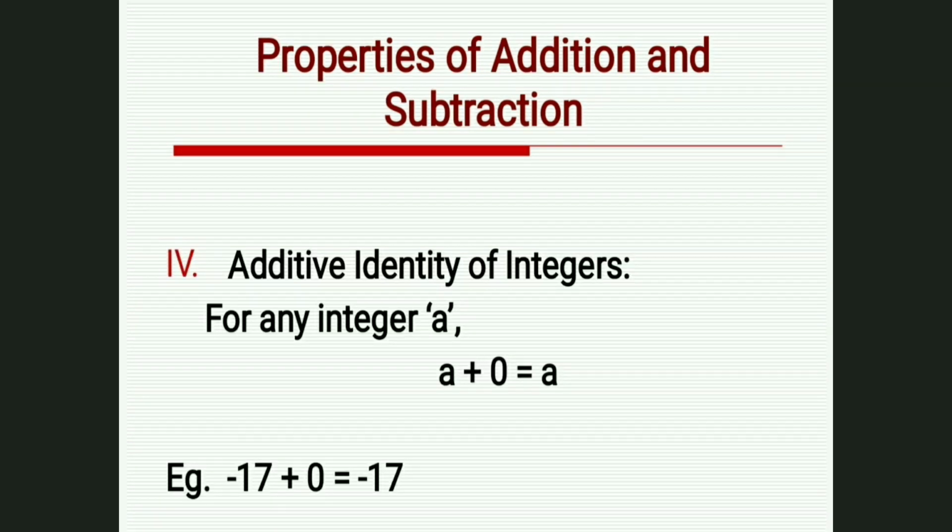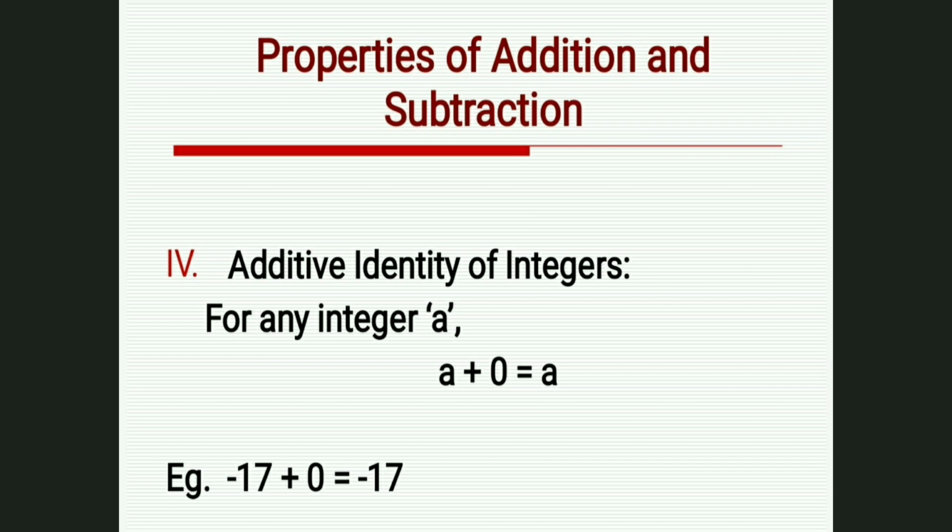Now let us go to the next. This is additive identity. What is additive identity? Additive identity means when you add that particular number to any integer, the answer remains the integer itself.